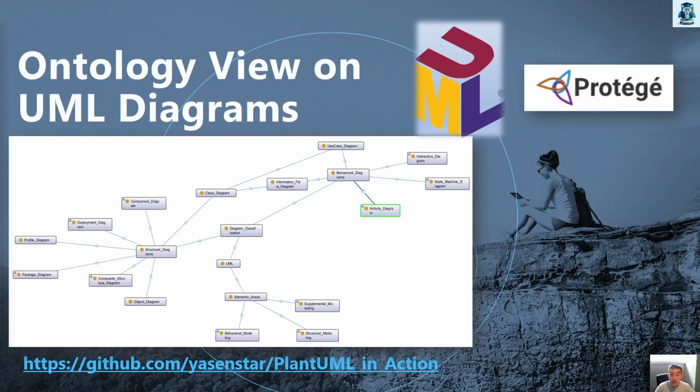Today in this video, I would like to show you one of the additional summaries for UML. I call it the ontology view on UML diagramming. This summary comes from my practice learning of the first UML diagram types. I already finished the sequence diagram, use case diagram, and class diagram, and just started the object diagram.